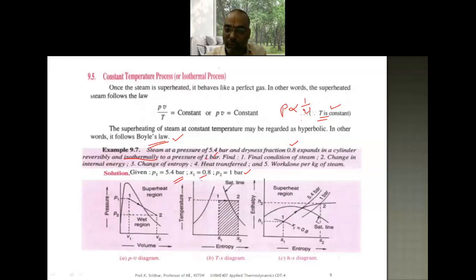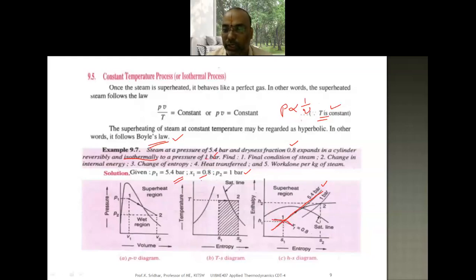Now let us locate point number 1 on the Mollier diagram, that is, on the HS diagram. To locate point number 1, he has given the 5.4 bar constant pressure line. So go to the Mollier chart wherever the 5.4 bar line is passing. This is the 5.4 bar line. And I had already told you that a minimum of two properties are required to locate a point. So X1 is equivalent to 0.8.